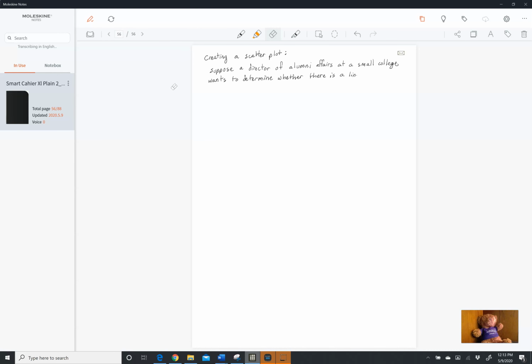Now again, if this were not linear, if it were quadratic, it would change who the director reaches out to, right? If it were quadratic and it's decreasing at some point when our number of years out of college gets very, very large, then we're not going to reach out to those people. So knowing what kind of correlation is important, okay? This is just, is it linear or not? And correlation is a relationship.